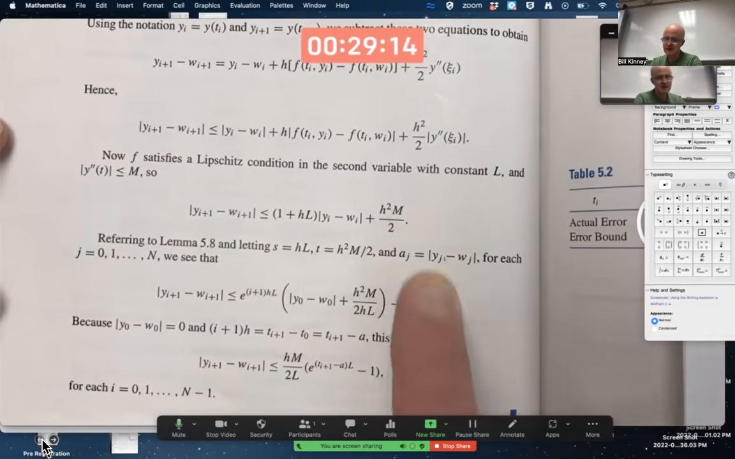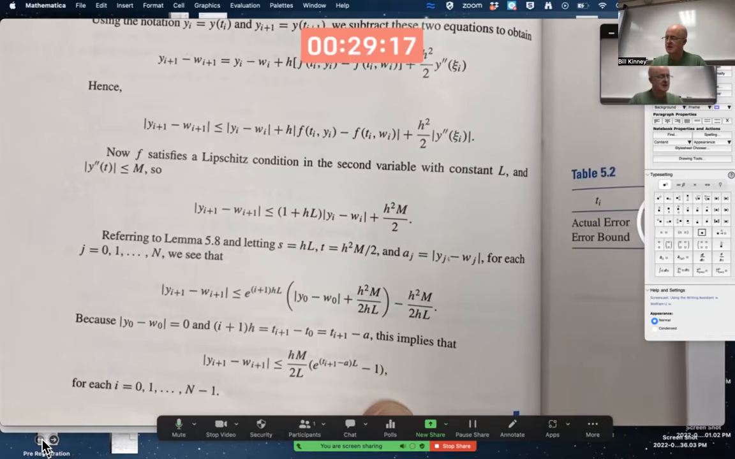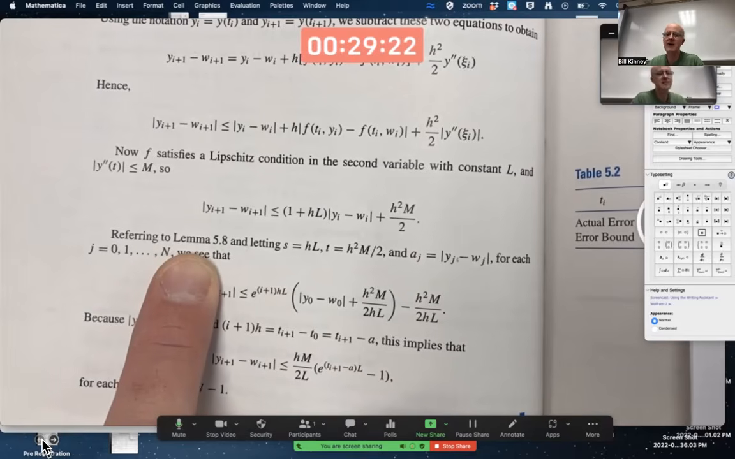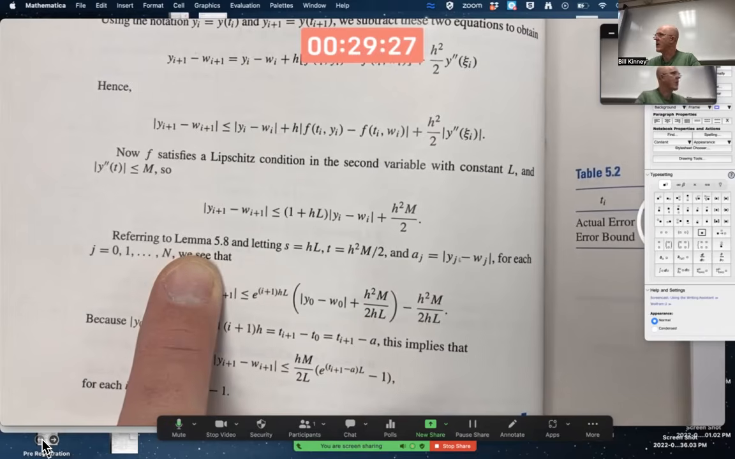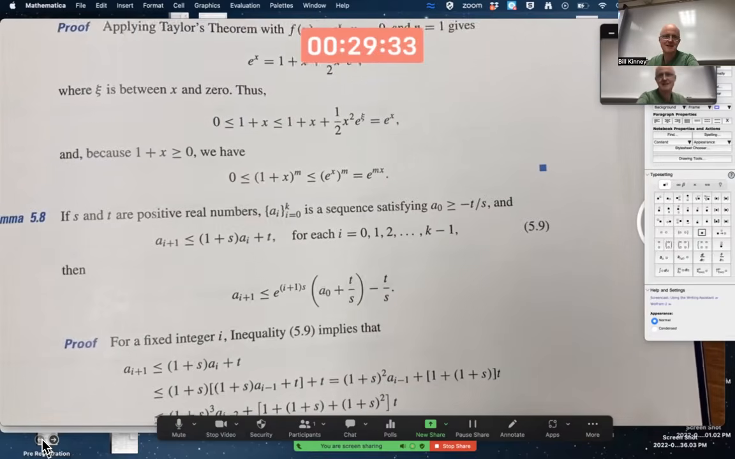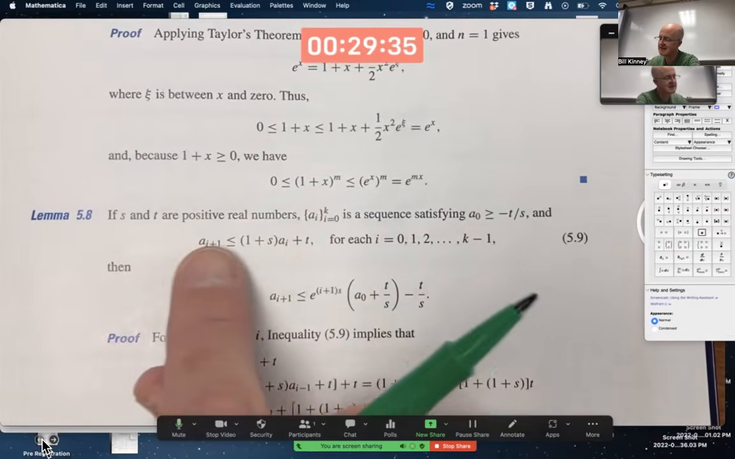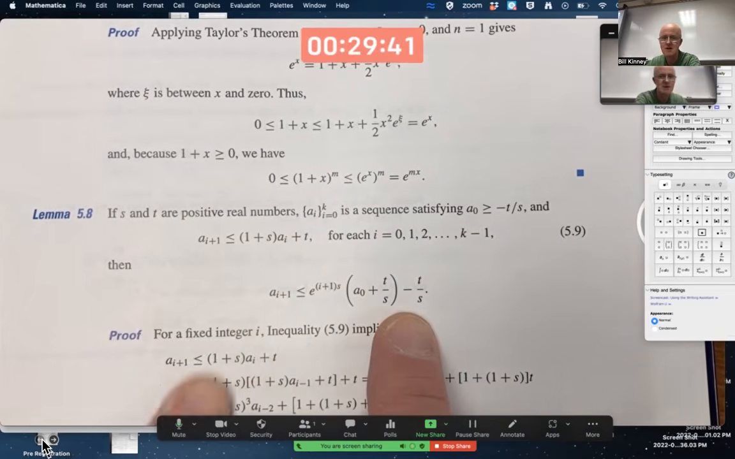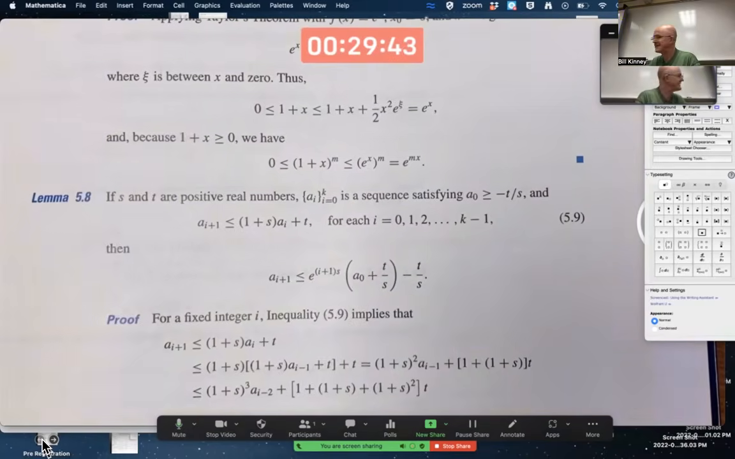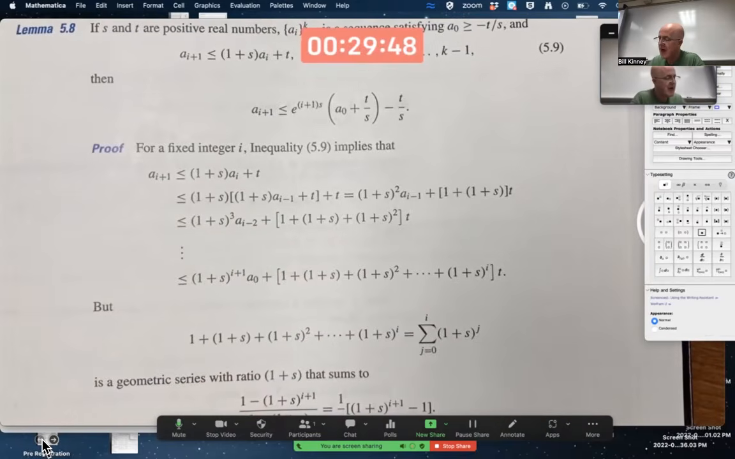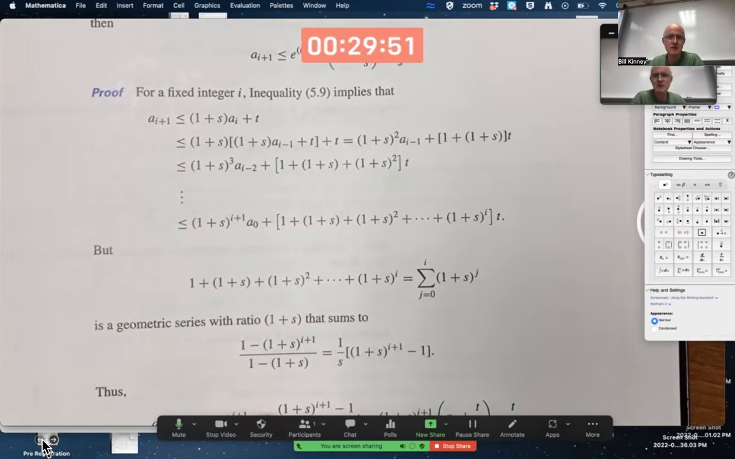The rest of the proof is getting from here to here, using seemingly some trickery. That trickery is in lemma 5.8, which is on the preceding page. It's kind of a weird lemma. It says if you got positive real numbers s and t and a sequence satisfying this condition, and suppose this is true, then this is true. But its proof is understandable. You can work through this and understand it. Don't be too intimidated by this.